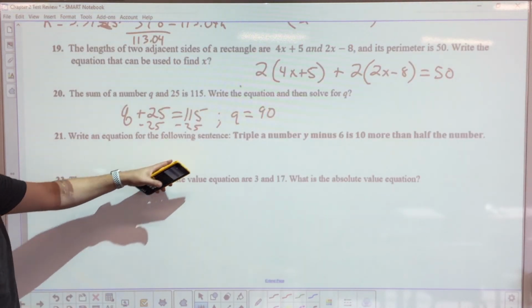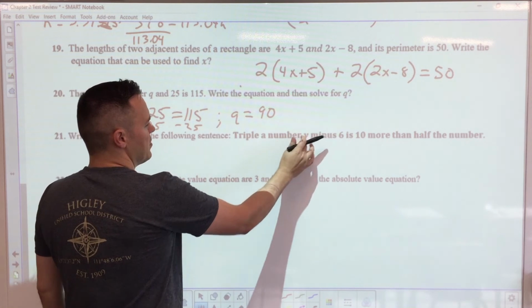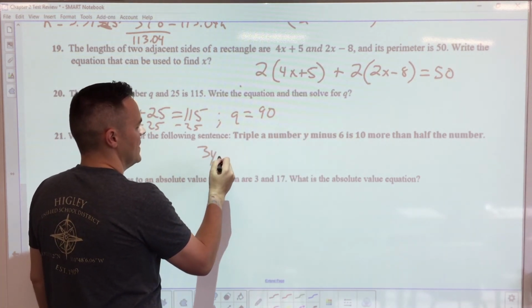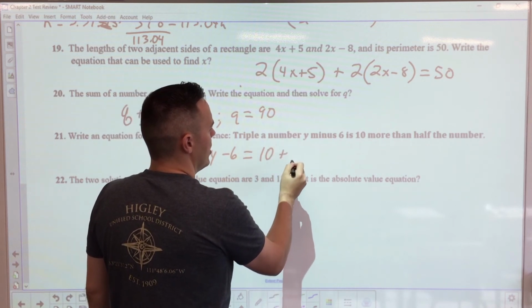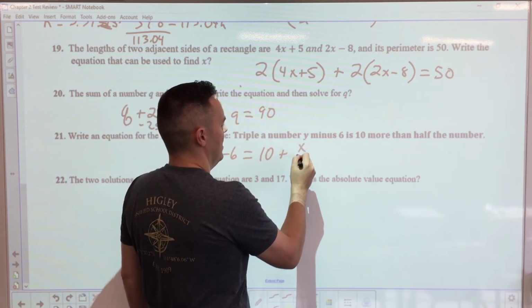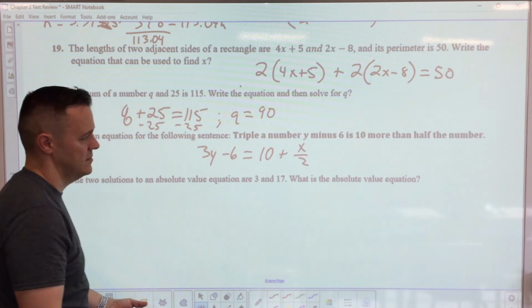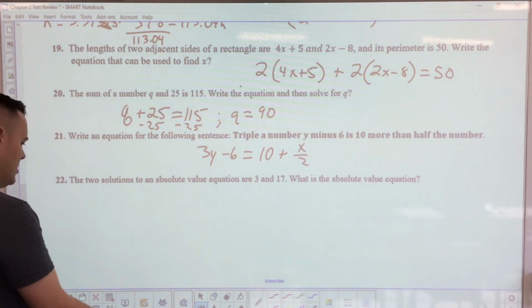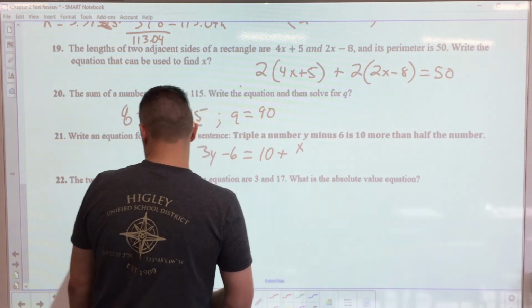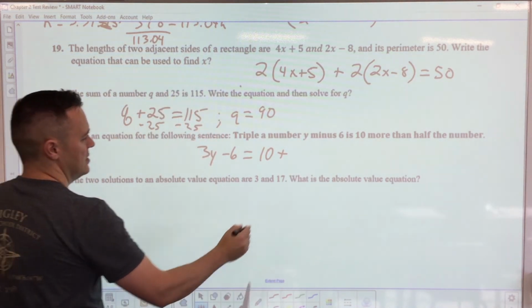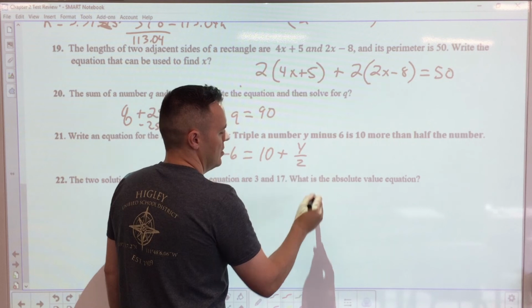Write an equation for the following sentence. Triple a number y minus 6 is 10 more than half a number. Simple as that. Or, ladies and gentlemen, that wouldn't be an x. I'm pretty sure that's going to be, again, y over 2.